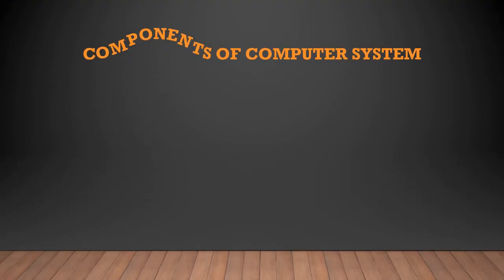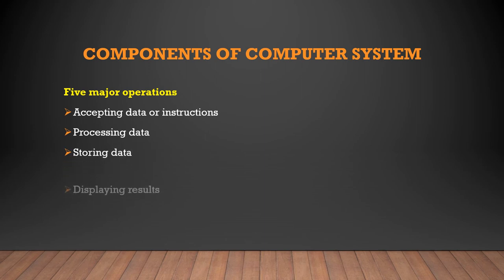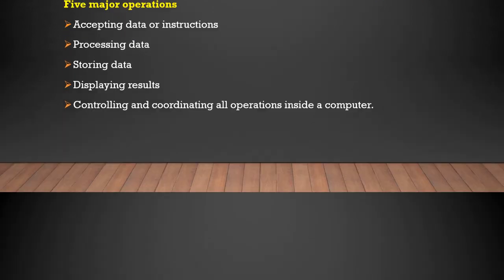Next is the components of computer systems. A computer basically performs 5 major operations. First one is accepting data or instructions. Next, processing data. Then storing data. Then displaying results. And finally, controlling and coordinating all operations inside a computer. A computer system consists of a unit to perform each of the above functions that we have discussed.